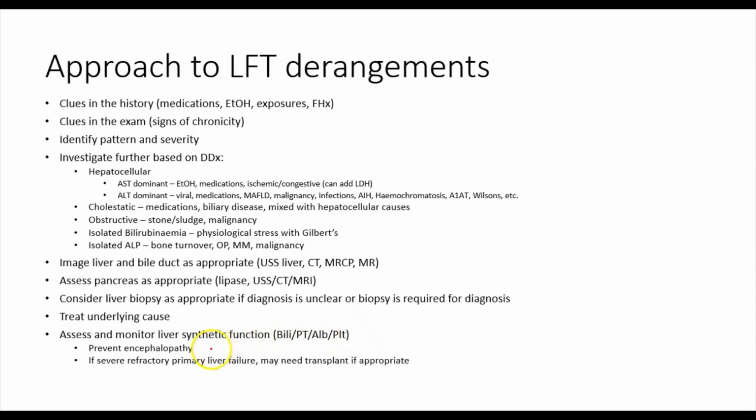While in acute liver failure, you want to prevent the most feared complication of hepatic encephalopathy, and the best way to do this is to try and prevent the buildup of nitrogenous waste products by ensuring the patient has frequent loose stools by giving them lactulose and rifaximin, although this is a more important treatment point in chronic liver disease. If the liver failure remains severe and persistent despite treating the underlying cause, then liver transplant may need to be considered. And with that brings us to the end of this video.